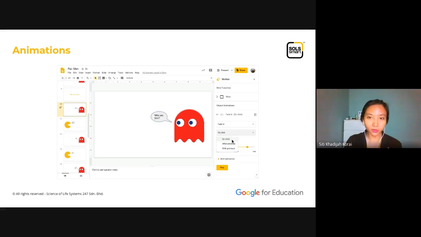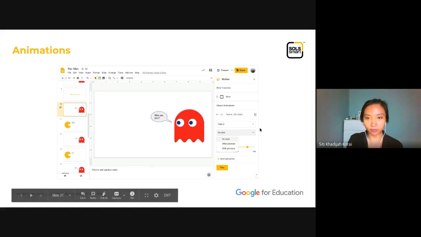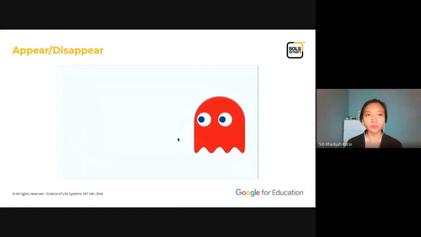If you choose on click, this animation will only take place if you click your mouse, else it will not happen. Next, after previous, it will automatically happen after the animation before it takes place. With previous means if you have an animation before, it will execute together. Don't worry, I will also demo to you what happens for this later on.